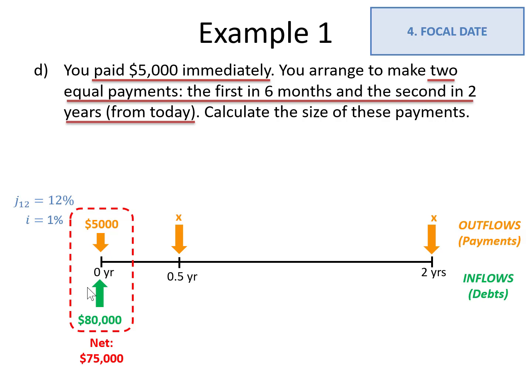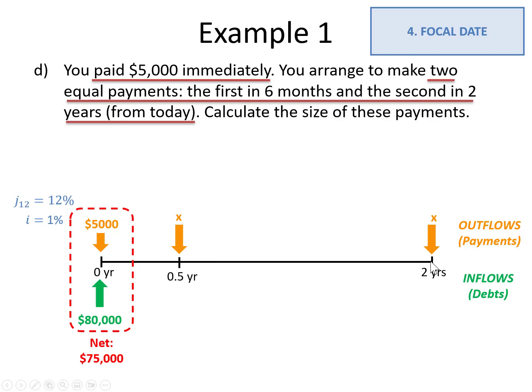The date doesn't matter, as long as my analysis is good at moving the money to that date. So I could select a focal date of 0 years, 0.5 years, 2 years. I could even select a focal date of 1 year right here in the middle. However, our analysis is a lot easier if we can limit the number of dollars that we move. So we try to keep it at one of the points where we already have money. This way we don't have to consider interest for that amount.